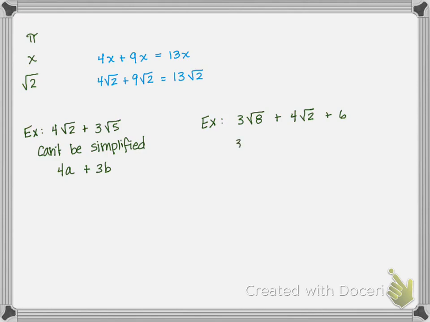So we have 3 times the square root of 2 squared times 2, and then the square root of 2 squared is just 2, so this is 3 times 2 times the square root of 2.